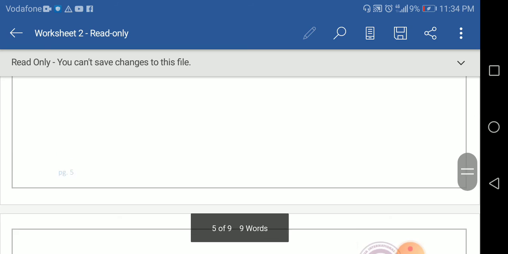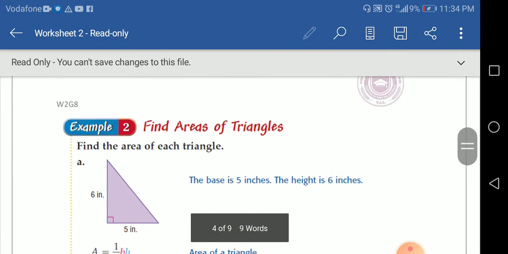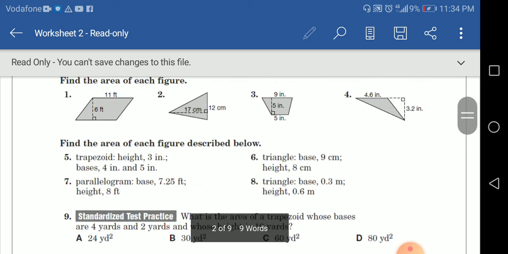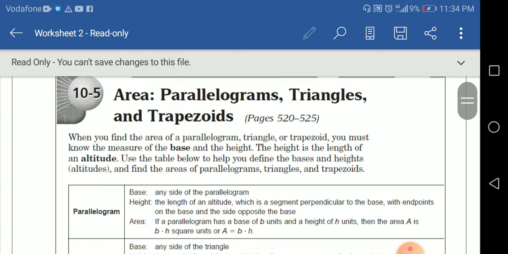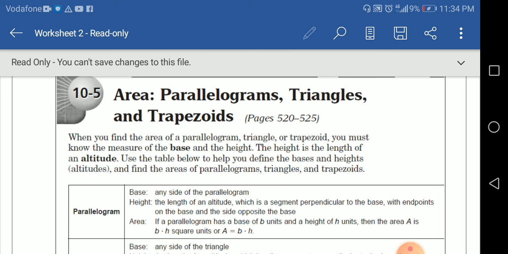Okay, guys, by this we covered this lesson. Please go back to these worksheets. They are very important too. Let's have a look here, guys, to make sure you understood. Remember something also important: altitude means the height. When I say altitude, I'm talking about the height. And we know the base.